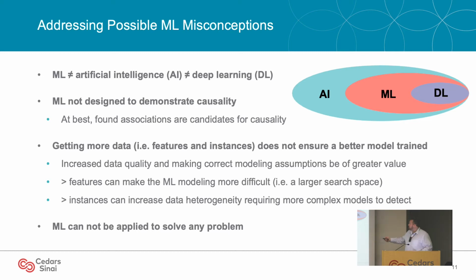The most general of these terms is artificial intelligence, and it encompasses everything inside of it. Second most general is machine learning, and the most specific of these three terms is deep learning, which is a type of machine learning, which is a type of artificial intelligence.